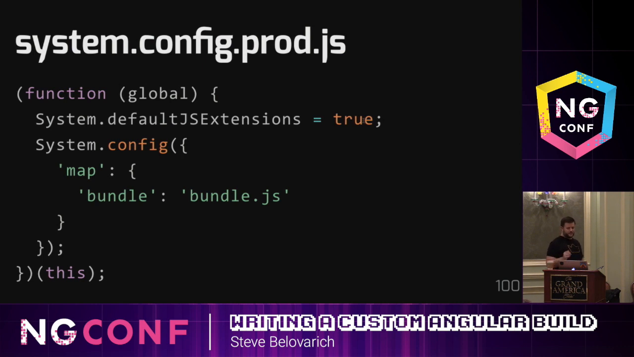In system.config.prod, we have something like this. If you remember from our development build, our config was very long. We had to configure it to map all these requests to the common JS bundles. We no longer need to do that. We just need to tell system.js where our bundle is. So when we make a request for bundle, it knows it's in bundle.js.